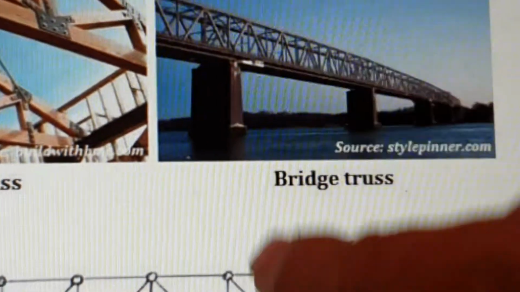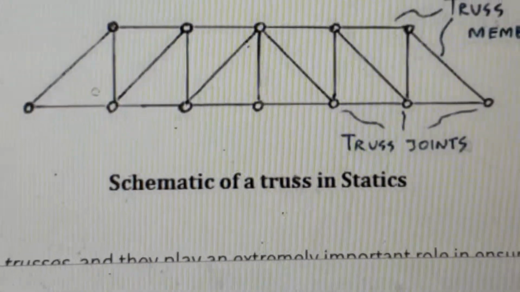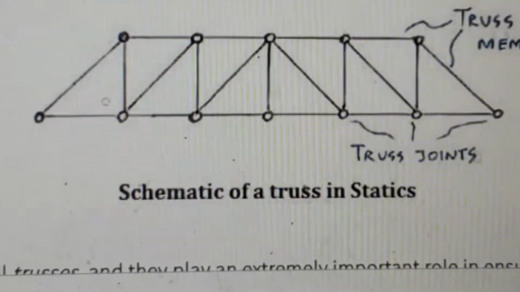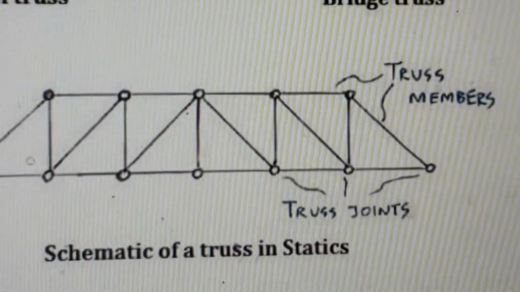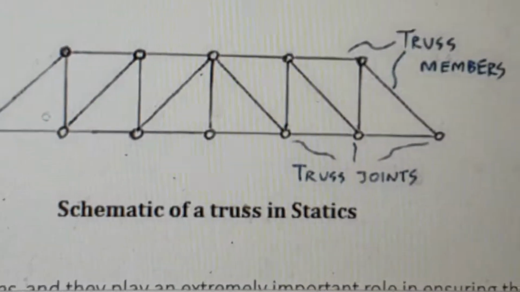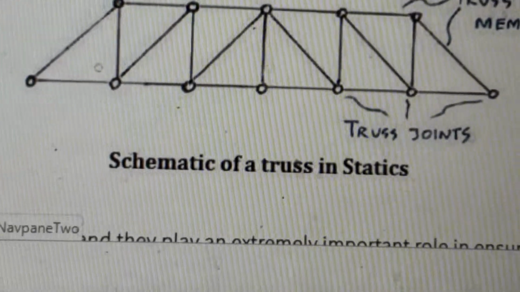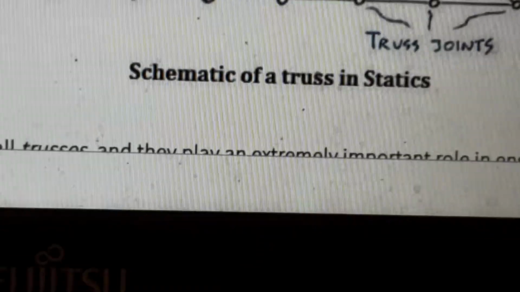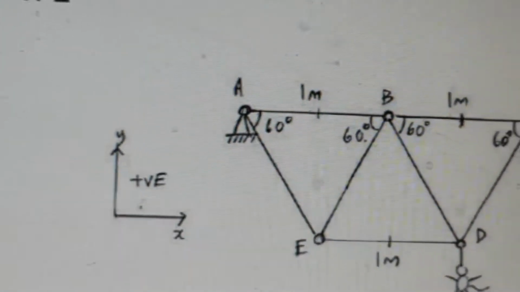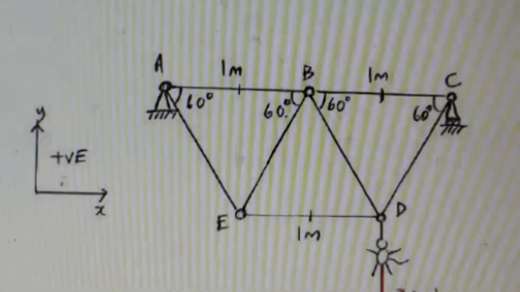If you put this here, you can see it like this. This is a schematic of a truss in your statics class. The same thing here for the bridge, you can see it here. So now we're going to show you how you can analyze trusses. There are two methods: either the joint method or a section method. Let's look at this example.